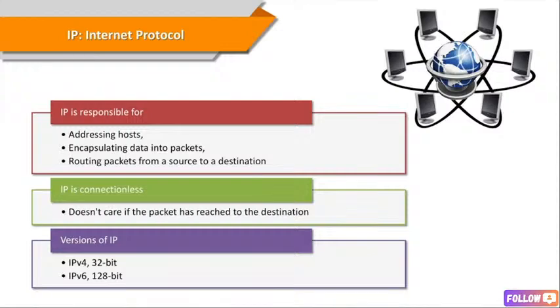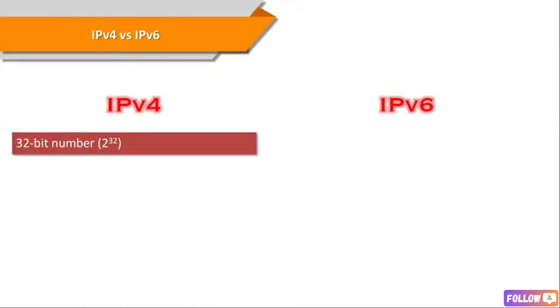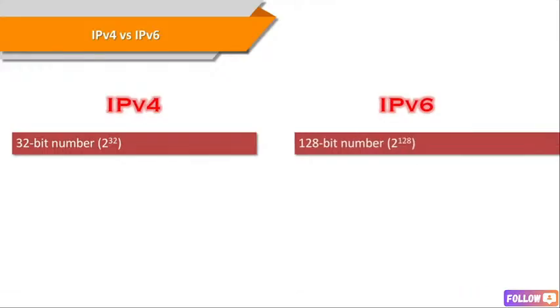IP addresses are made up of binary values and drive the routing of all data over the internet. IPv4 addresses are 32 bits long, and IPv6 addresses are 128 bits long. Right now we're going to see each of the versions in detail. But before we move on, let's compare the main features of each version. IPv4 is a 32-bit address, and IPv6 is a 128-bit address.